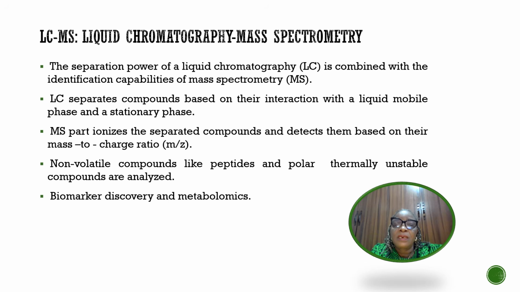LC-MS is called liquid chromatography mass spectrometry. It is a technique that combines the separation power of liquid chromatography, LC, with the identification capabilities of mass spectrometry, MS. The LC part separates compounds based on their interaction with a liquid mobile phase and a stationary phase. The MS part ionizes the separated compounds and detects them based on their mass to charge ratio, m/z.